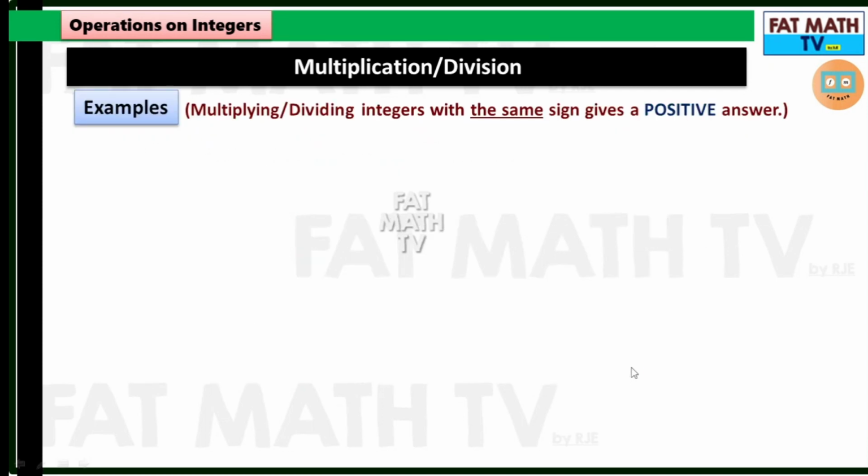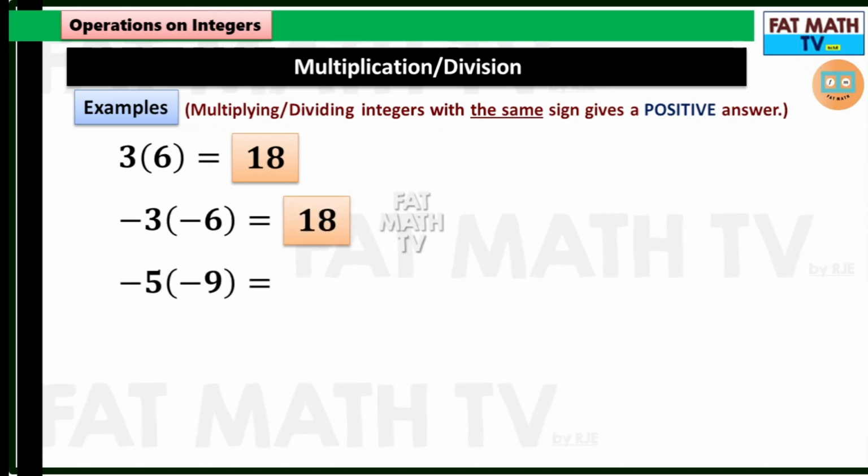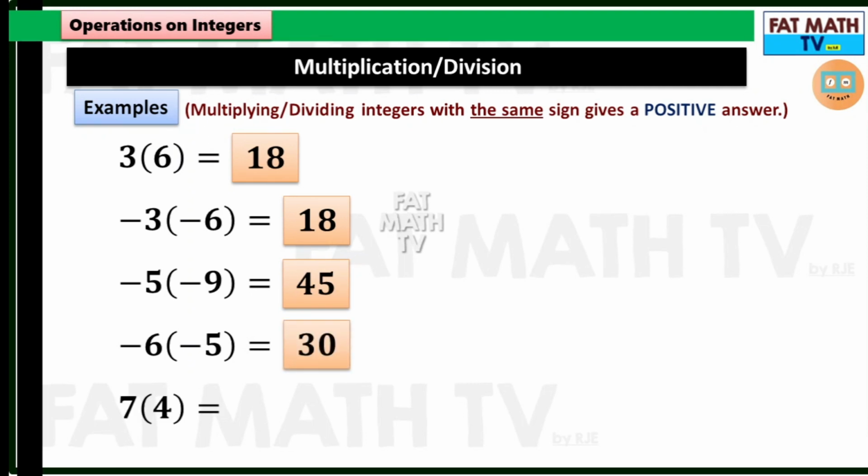Let's have the following examples. So multiplying or dividing integers with the same sign gives a positive answer. 3 times 6 is 18, so the answer here is going to be always positive because they have the same sign. Negative 3 times negative 6 is 18. Negative 5 times negative 9 is positive 45. Negative 6 times negative 5 is positive 30. 7 times 4 is positive 28.